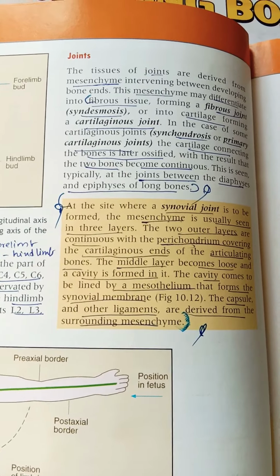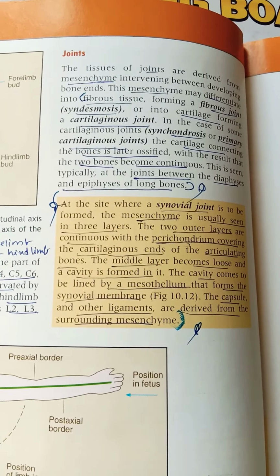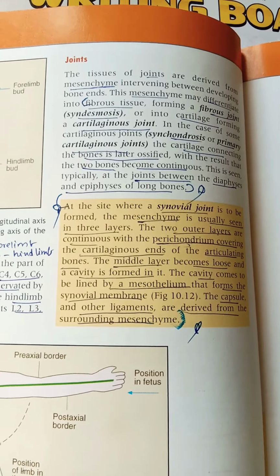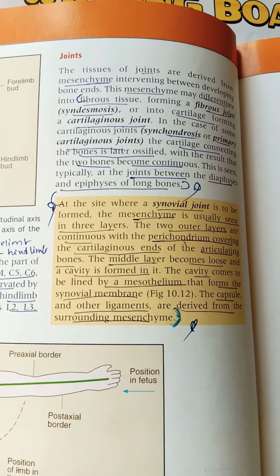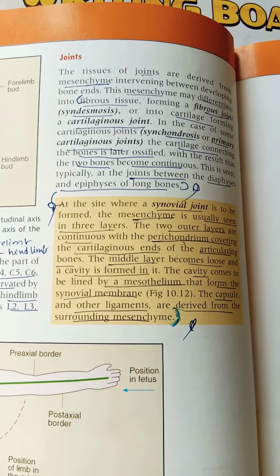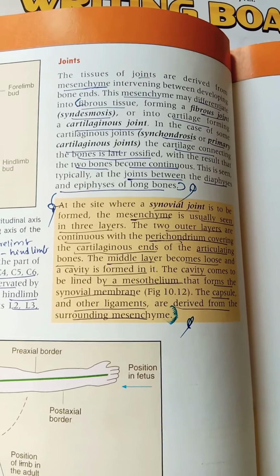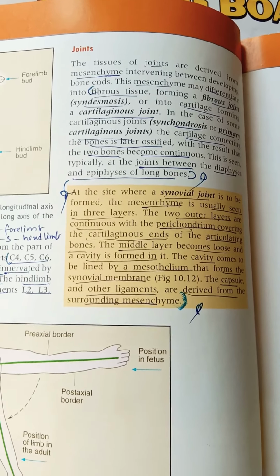At the site where a synovial joint is to be formed, the mesenchyme is usually in 3 layers, and the outer 2 layers are continuous with the perichondrium covering the cartilaginous ends of the articulating bones. The middle layer becomes loose and a cavity is formed in it. The cavity comes to be lined by mesothelium, which forms the synovial membrane. The capsule and other ligaments are derived from the surrounding mesenchyme.